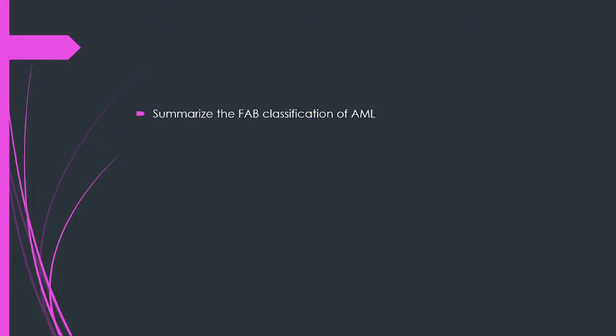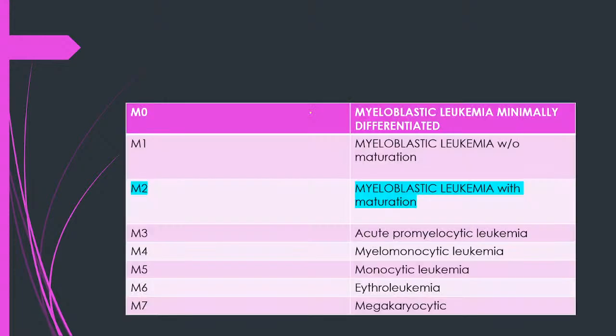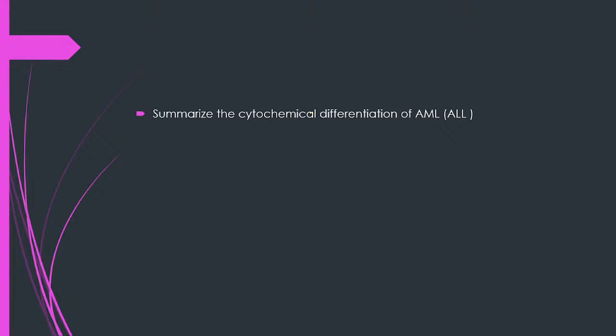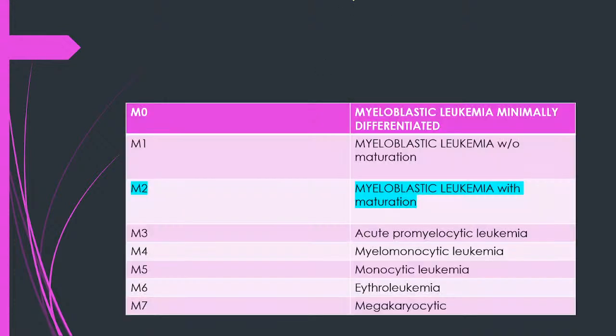So we're going to start with M0. All right. Summarize the cytochemical differentiation of all AML. That's the one for later. I need you guys to remember M2.